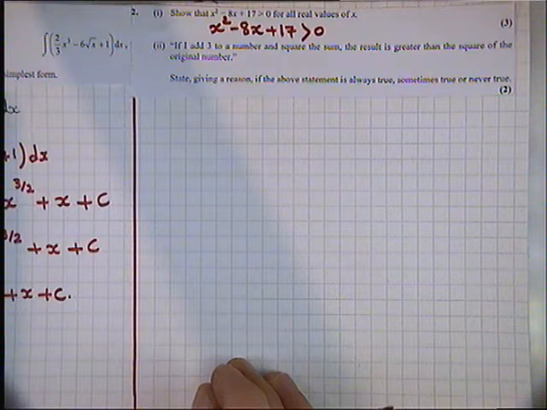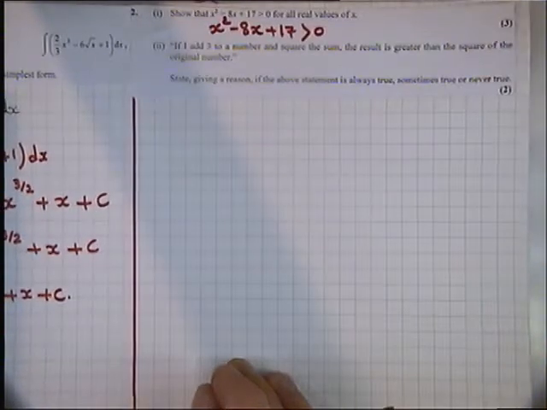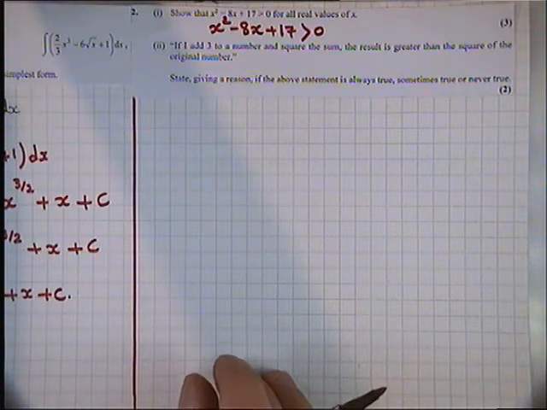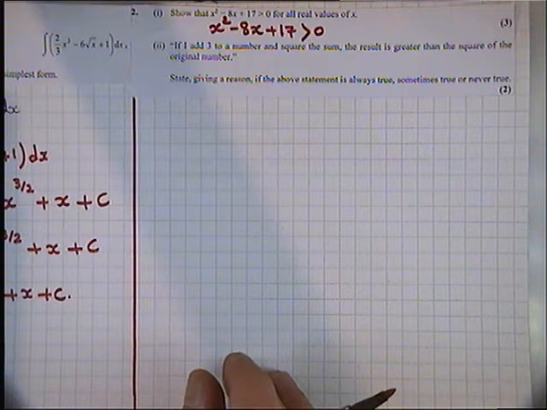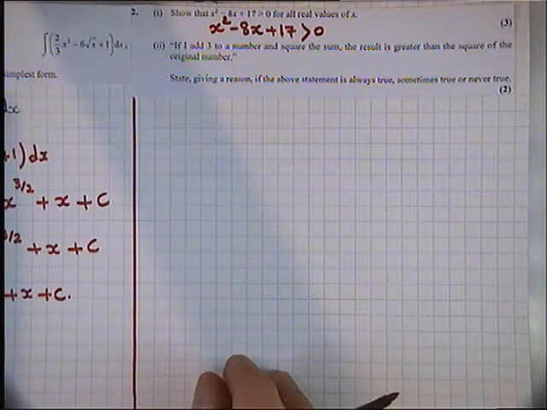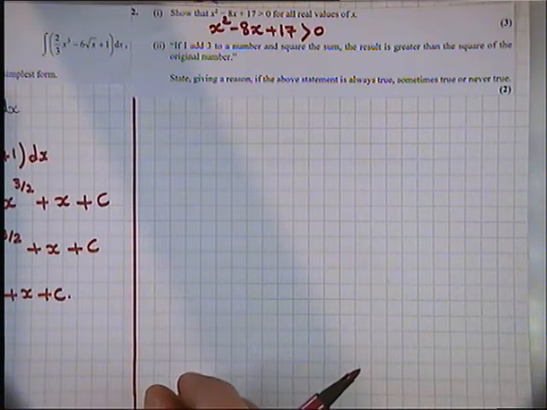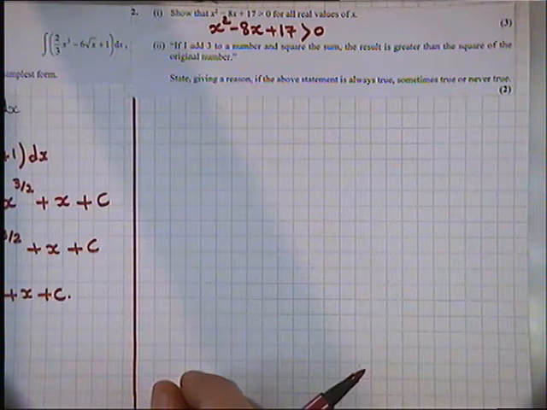There are several methods to show x squared minus 8x plus 17 is greater than 0. The most common method is completing the square. Another method could be using the discriminant and showing there is no real root for this equation. And another method would be using differentiation to find the minimum coordinate. So let's use completing the square for this.